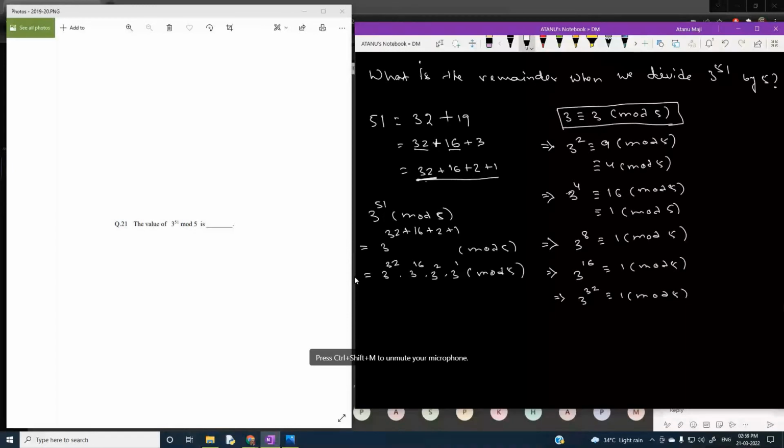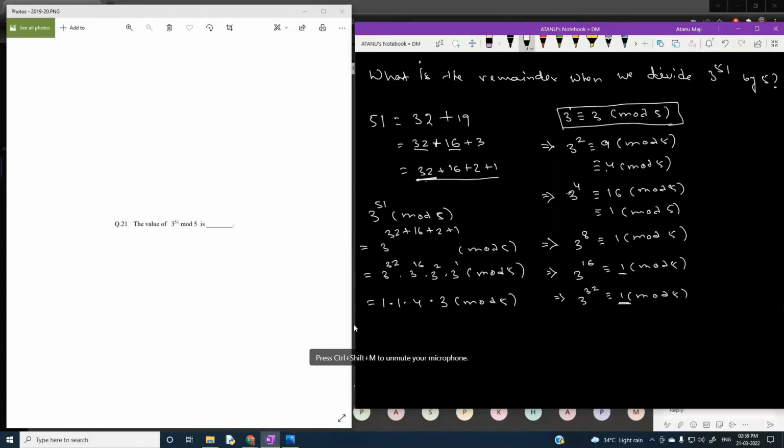Now we have already calculated these values. The first value we need is for 3 to the power 32 mod 5. What is that value? That value is 1. So I should put here 1. Then 3 to the power 16 mod 5, that is also 1 here, so there will be 1. Then 3 square. What is 3 square? 4 modulo 5. So there should be 4. 3 to the power 1 here we are getting, that is congruent to 3 mod 5. So there should be 3 and there will be mod 5. So we are getting here 12 mod 5.